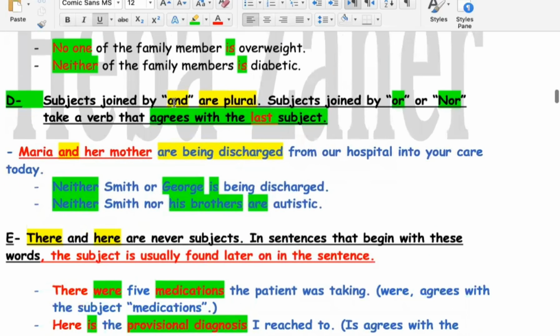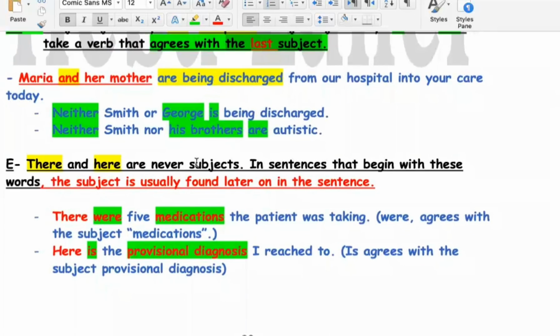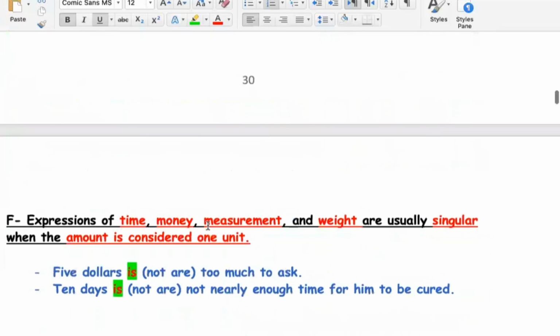Subjects joined by and are plural, and subjects joined by or or nor take a verb that agrees with the last subject, not the first one. There and here are never subjects; in sentences which start with there and here, you will find the subject later in the sentence. Expressions of time, money, measurement, and weight are usually singular when the amount is considered as one unit.